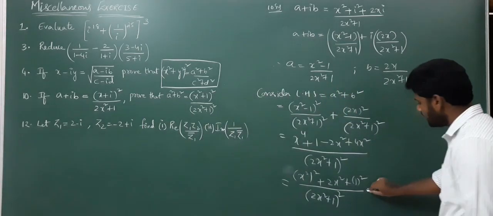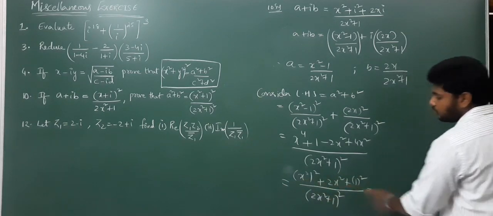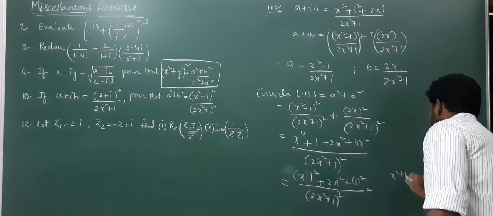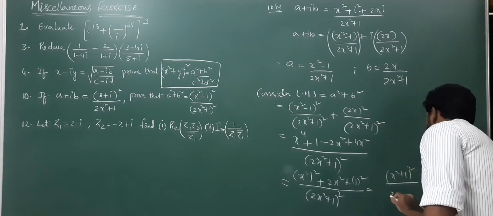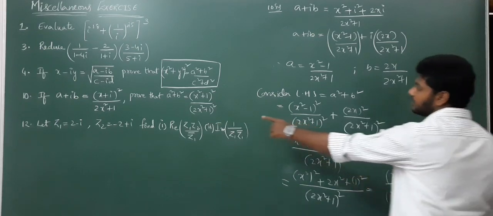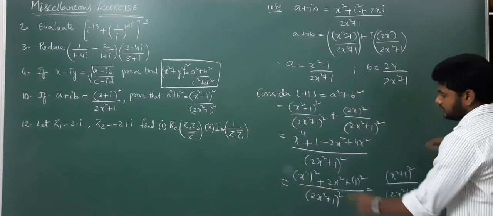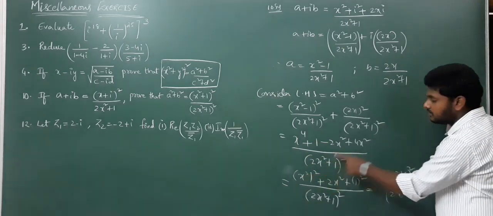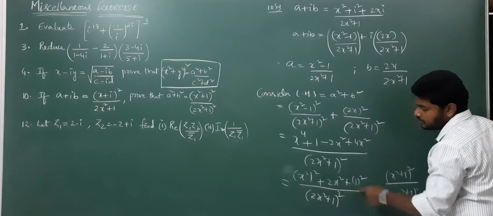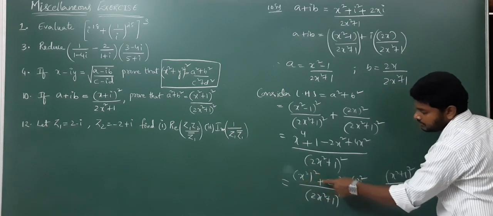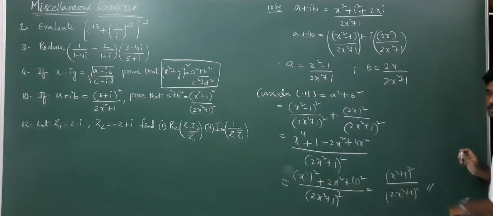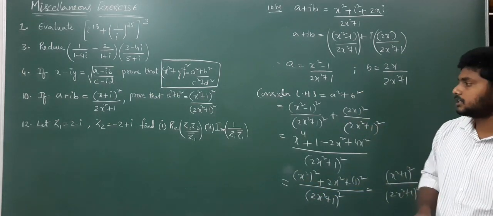So this numerator we can write as x square plus 1 whole square form. X square plus 1 whole square divided by 2x square plus 1 whole square, which is our required RHS. See, x power 4 we can write x square whole square plus, this is 2x square plus 1. This is in the form of a plus b whole square. A square plus 2ab plus b square, where a plus b is x square plus 1 whole square. So this is about the question number 10.